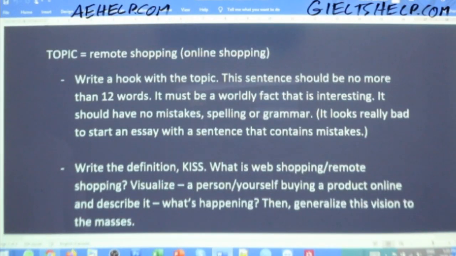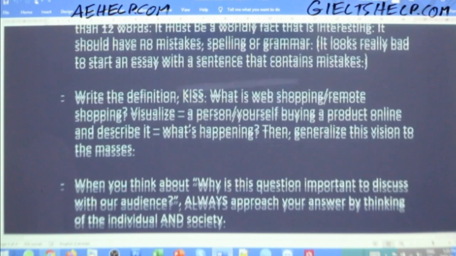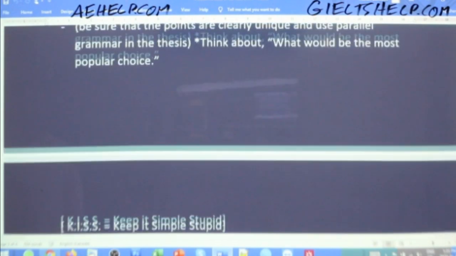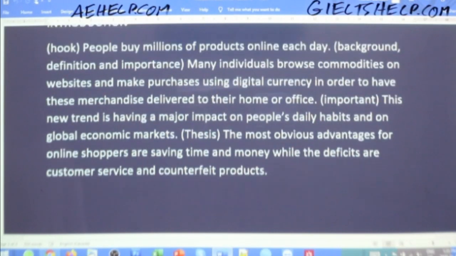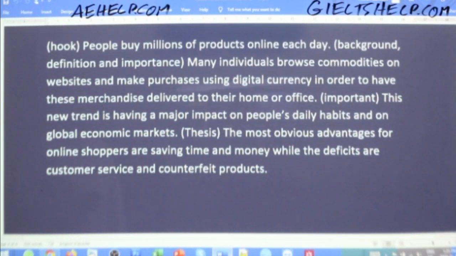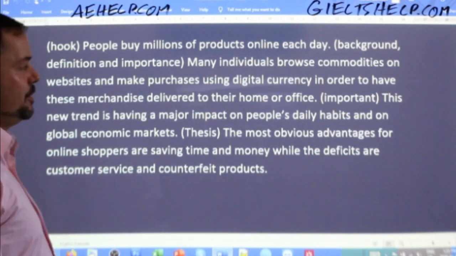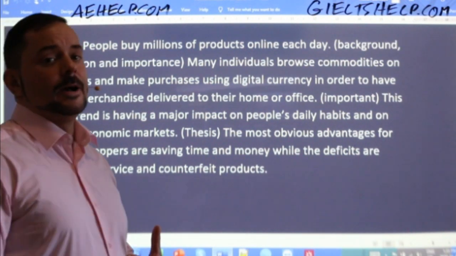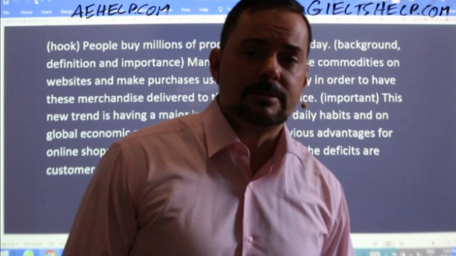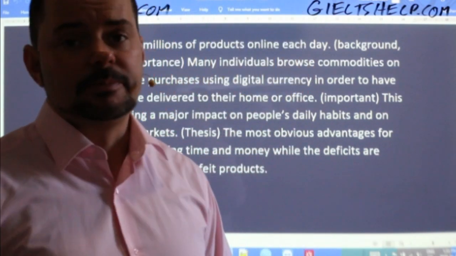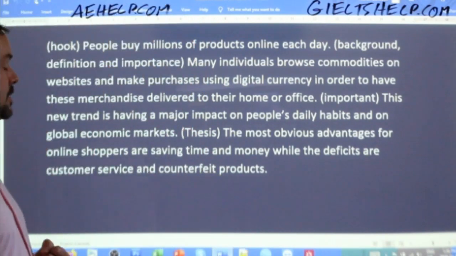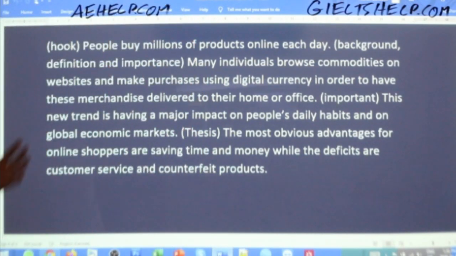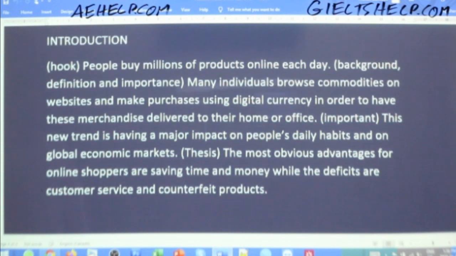Okay, we did a little bit of a different approach this time. We looked at the topic, then using the topic, we began the introduction by writing a hook. And then we followed through with the background and the thesis. So we didn't focus so much on the preparation this time. But again, I do definitely encourage you students and members to look at those lessons from the past where I focused more on preparation for the introduction, because that's very important to practice. Okay, so here's our introductory paragraph for this essay.